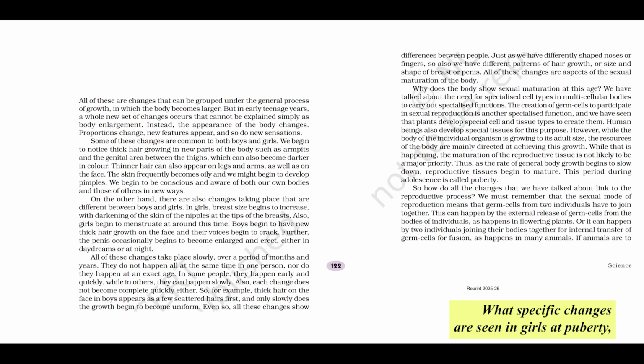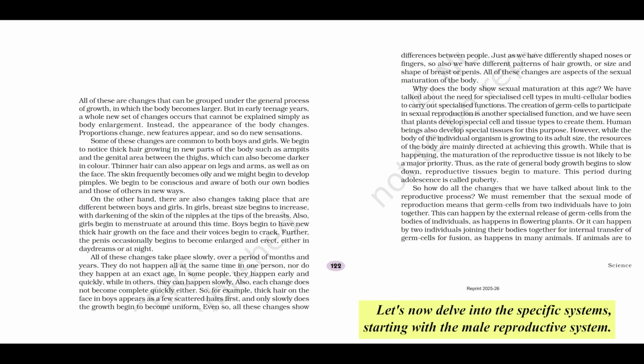What specific changes are seen in girls at puberty, for example, for a 10th board exam question? For your Class 10 board exams, the key changes to highlight for girls at puberty are, first, a noticeable increase in breast size, often accompanied by a darkening of the skin around the nipples. Second, and very importantly, the onset of menstruation. These 3 points are usually sufficient and accurate. Breast size increase, nipple darkening, menstruation starts.